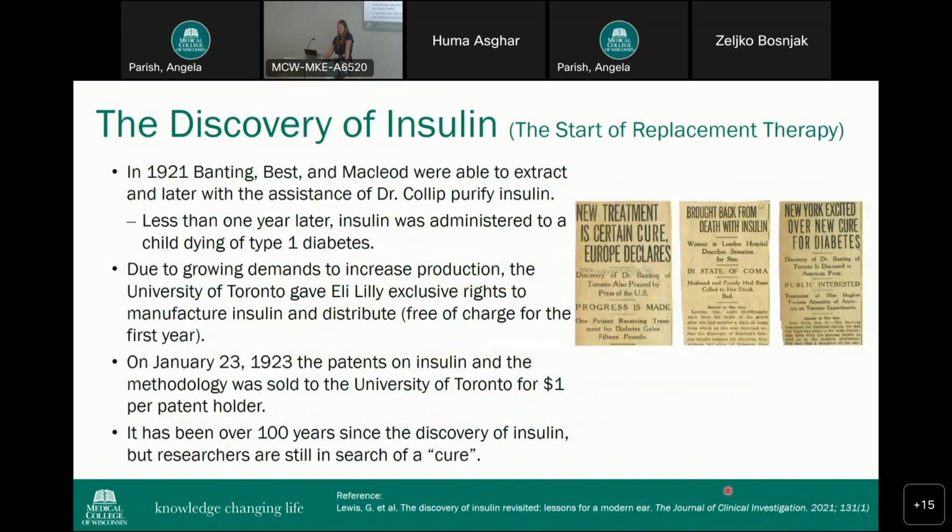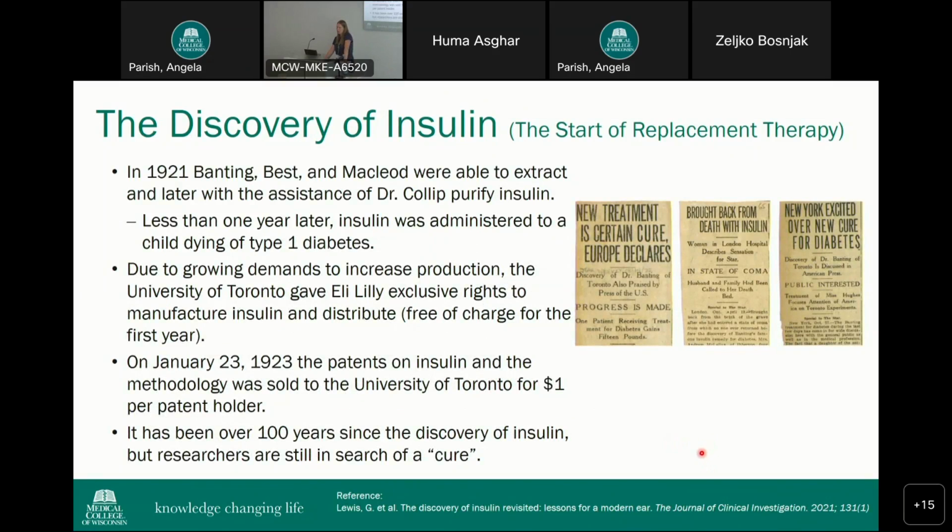Then, as we all know, in 1921, Banting and Best in the lab of McLeod, with the assistance of Dr. Collip, purified what is the original insulin that we use today. Within 1 year, this was given to a child dying of diabetes. And after the second attempt, they noticed an improvement in his blood sugars and symptoms of type 1 diabetes.